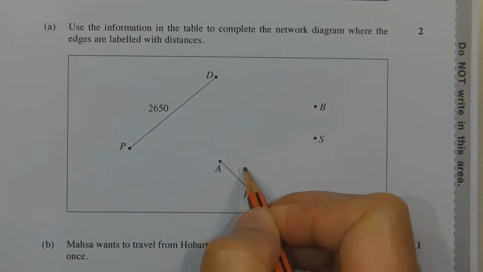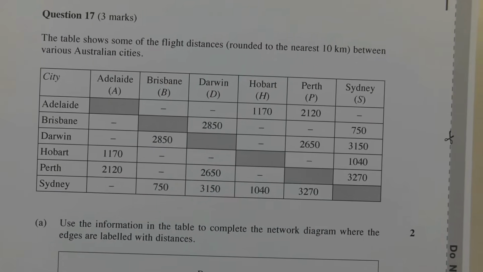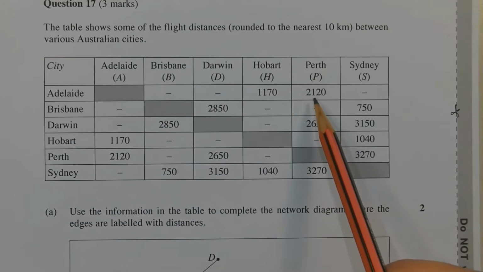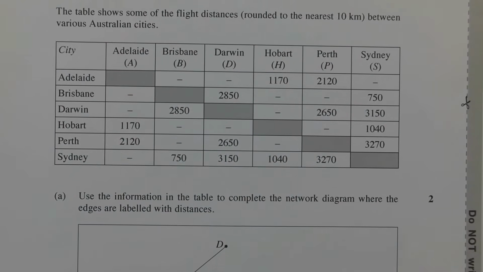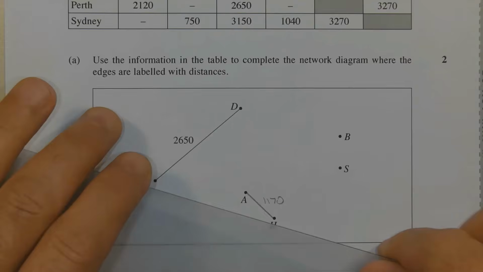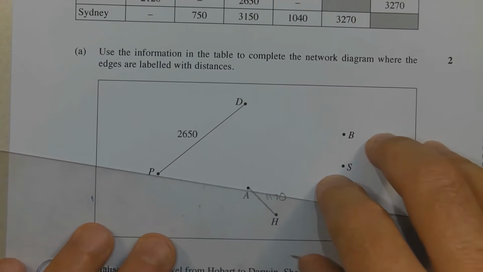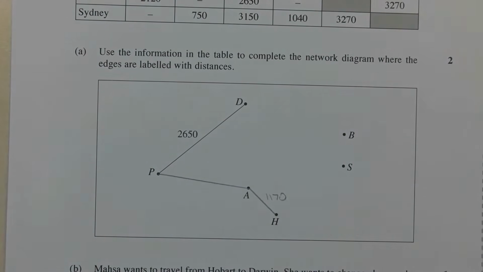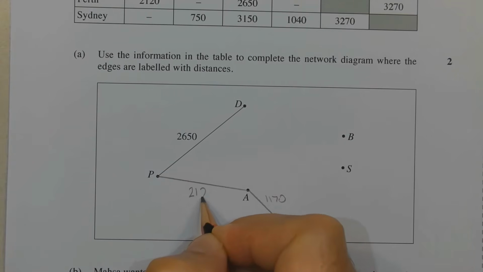1170. Go back to the table. We have a connection between Adelaide and Perth, and the distance is 2120 kilometres. So I'm going to locate A and P and join those two together with an edge. And write the distance next to that edge, so 2120.